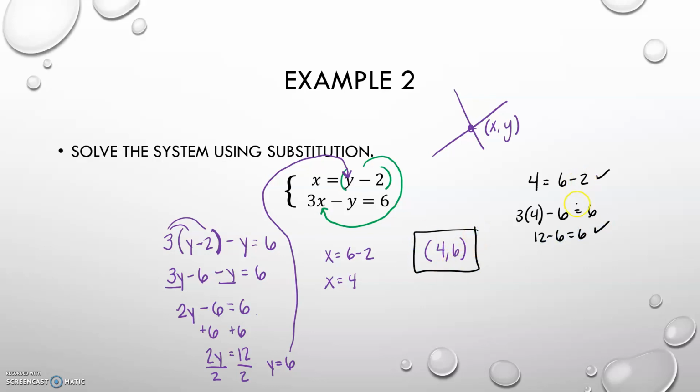When you're checking your work, that ordered pair has to work for both equations. It can't just work for one, it has to work for both.